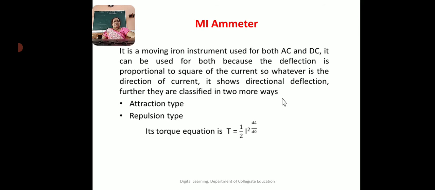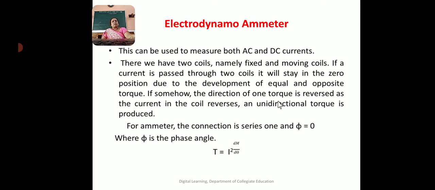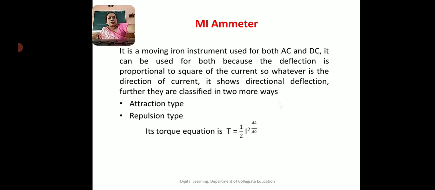In the attraction type ammeter, which principle is used? When an unmagnetized soft iron is placed in the magnetic field.